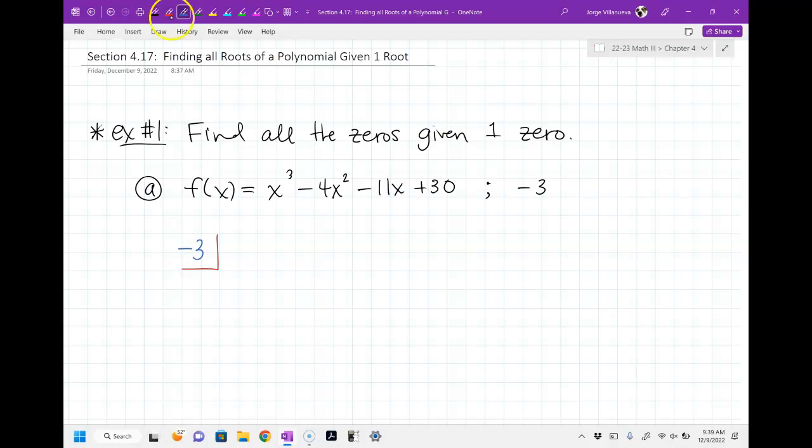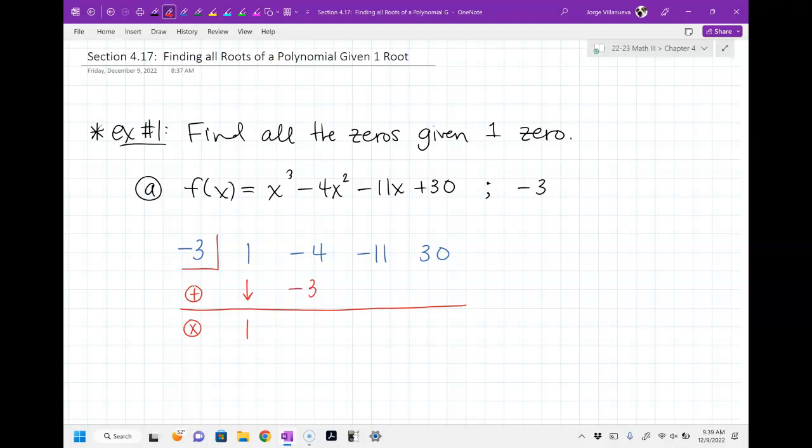Now, the nice thing about these problems is you'll know whether you're doing this right or wrong. And I'll show you how you'll know that. But let me write down my coefficients of 1, -4, -11, and 30. And we're going to add and multiply. Remember, our first step is to drop down the very first coefficient. So for us, it's a number 1. And then you're supposed to multiply, right? -3 times 1, that's -3.